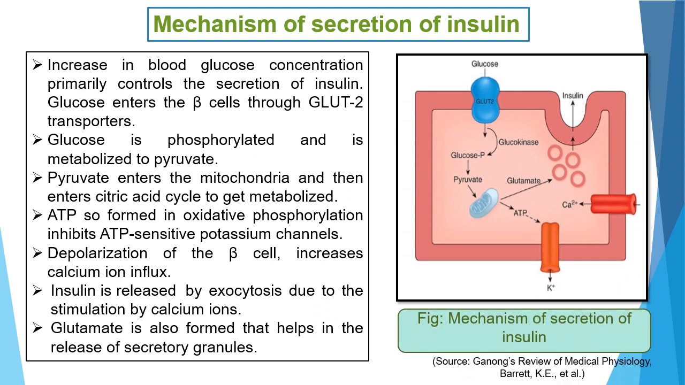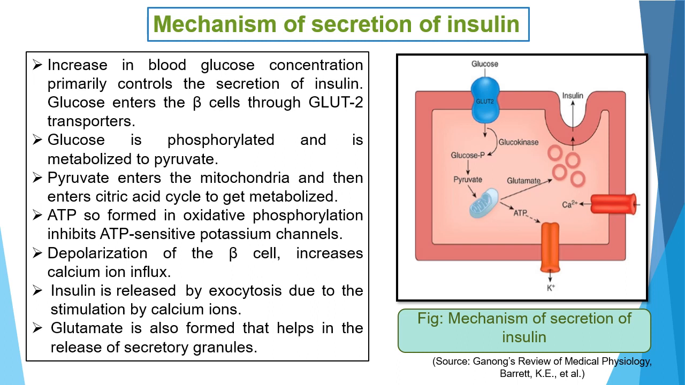Let me now talk about the mechanism of secretion of insulin. A rise in blood glucose concentration controls the secretion of insulin. Whenever there is a hyperglycemic condition, which means an increase in glucose concentration in blood, insulin gets secreted out from the beta cells of the pancreas. Here in this figure, you can see that glucose enters the cell through GLUT2, which is a glucose transporter present in beta cells of the pancreatic islet.